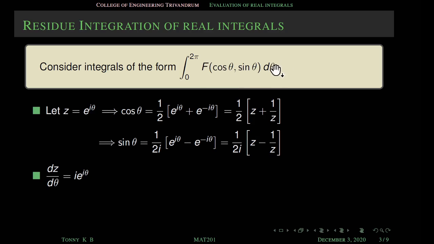So what about d theta? To find d theta, consider the derivative of z with respect to theta. So dz by d theta is equal to i e raised to i theta, that is the derivative of e raised to i theta, isn't it? This implies d theta is equal to dz by i e raised to i theta. But we know that e raised to i theta is z. That's why d theta is equal to dz by iz.